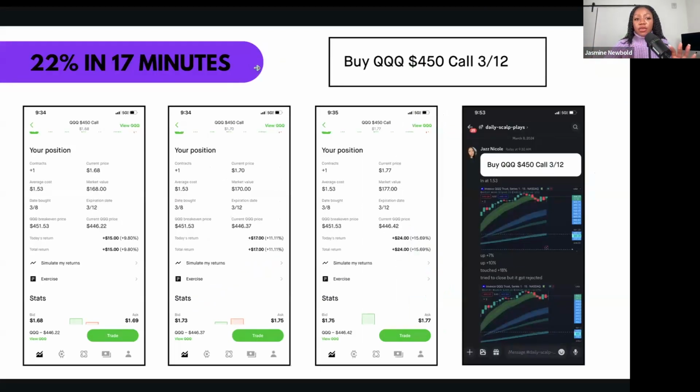This is another example of making 22% in 17 minutes. This was a QQQ $450 strike price call with an expiration date of March 12th. I bought it on March 8th. So it had 4 days to expire, which is considered a 4 DTE in the stock option world. DTE stands for days to expire. So 4 DTE is pretty good.